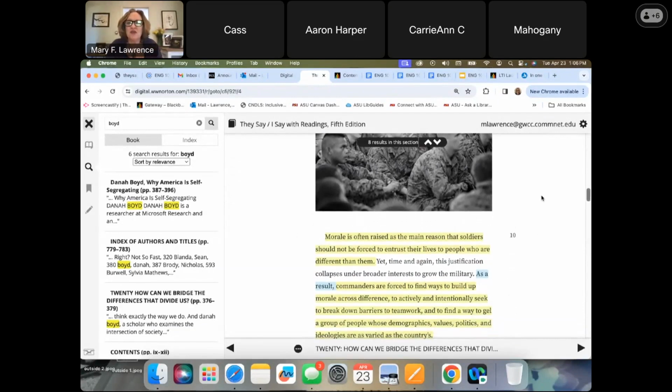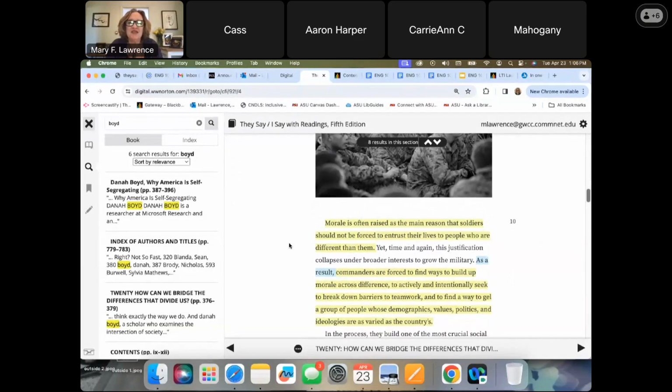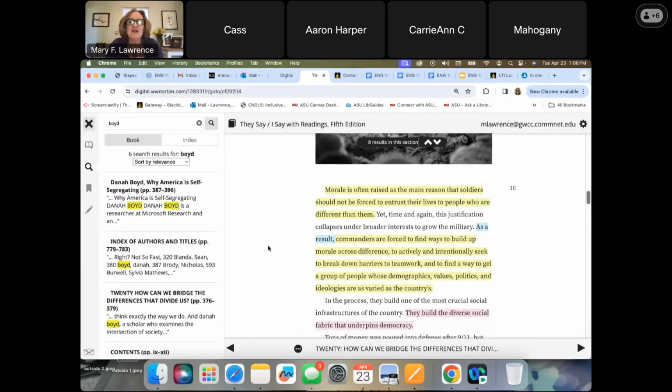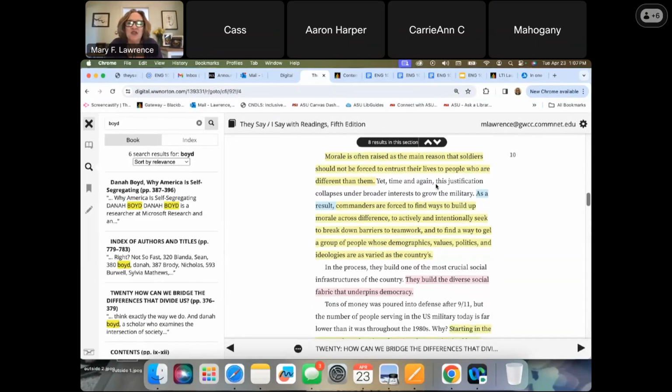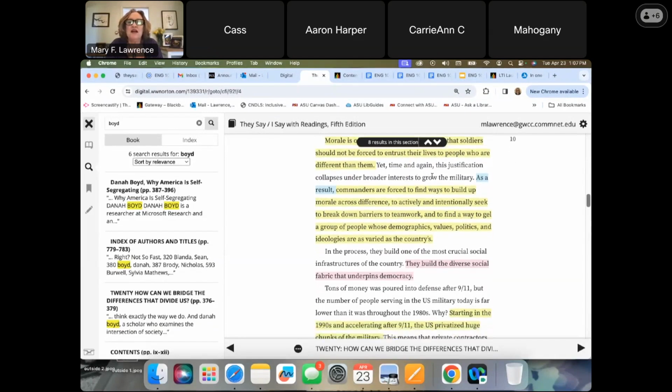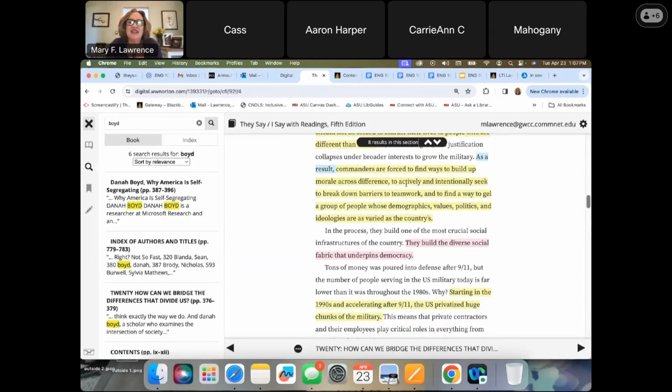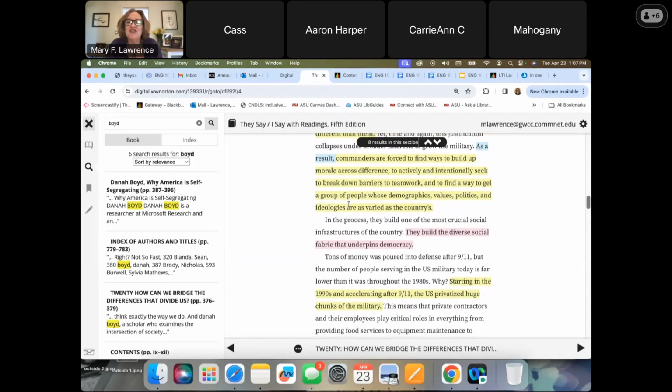So this was a diverse force of soldiers who needed to come together and needed to, as she says, entrust their lives to people who are different from them. The opposing view says morale became an issue because they claim that soldiers should not be forced to entrust their lives to people who are different from them. Her transition, as a result, commanders are forced to find ways to build morale and to actively and intentionally seek to break down these barriers and find a way to gel groups of people with different values.